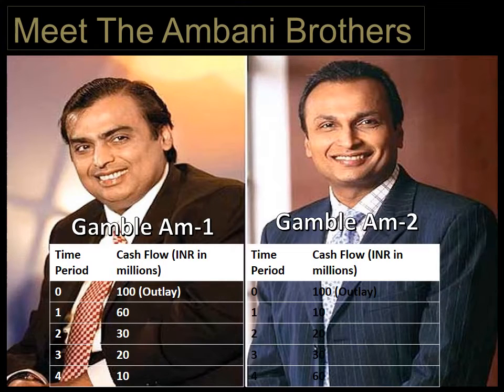His brother has another idea. He says you give him 100 million. At the end of year 1, he's going to return 10 million. At the end of year 2, 20. At the end of year 3, 30 million. And at the end of year 4, 60 million. Please note that the numbers are exactly the same, but the order has been reversed. Let's move on.